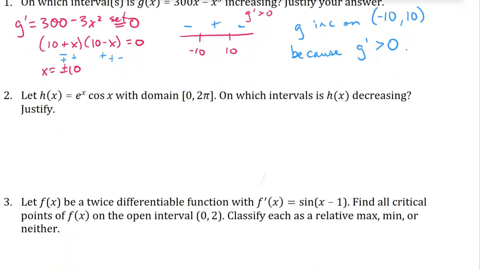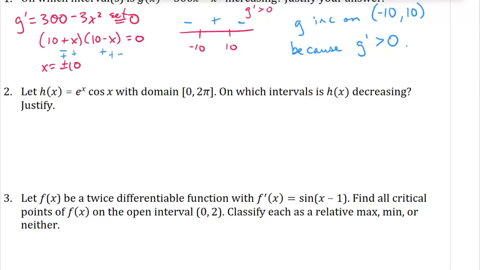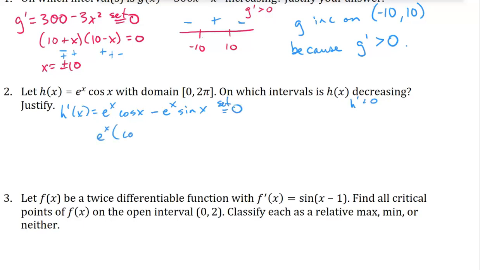All right, then for number 2, here we have h of x equals e to the x times cosine x. It says our domain is 0 to 2 pi, and we want to know on what intervals h is decreasing. So now we're looking for places where h prime is less than 0, okay? So let's find h prime. We are going to have to use the product rule. So h prime of x is e to the x times cosine x minus e to the x times sine x. I'm going to set this equal to 0. I'm factoring e to the x out, so I have cosine x minus sine x.